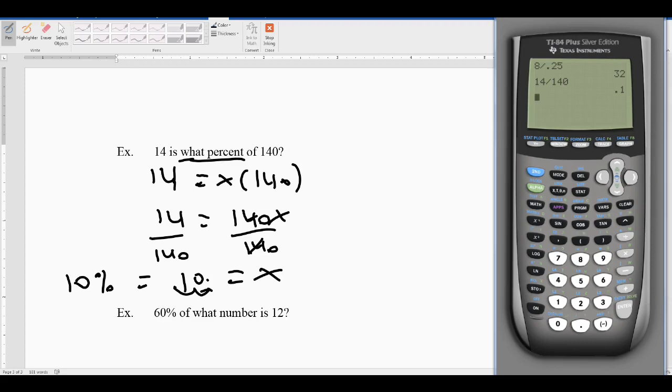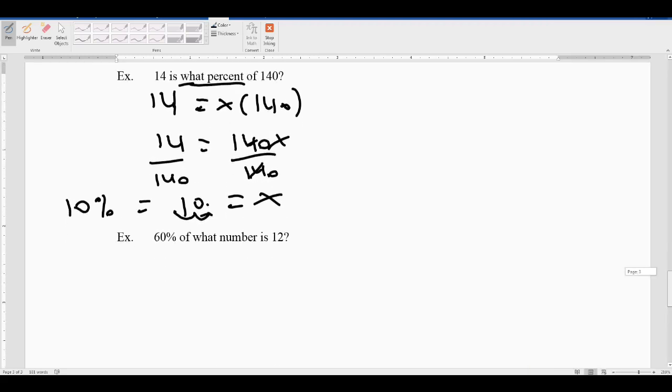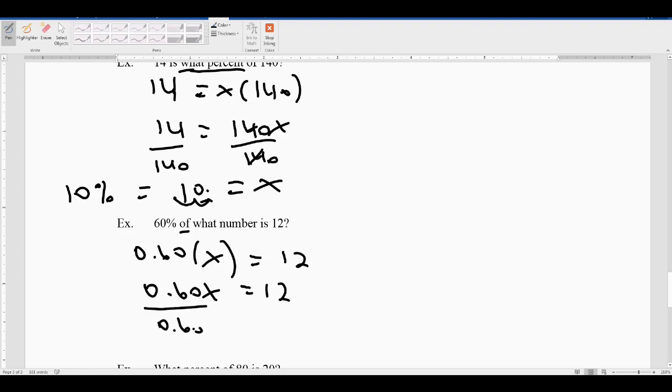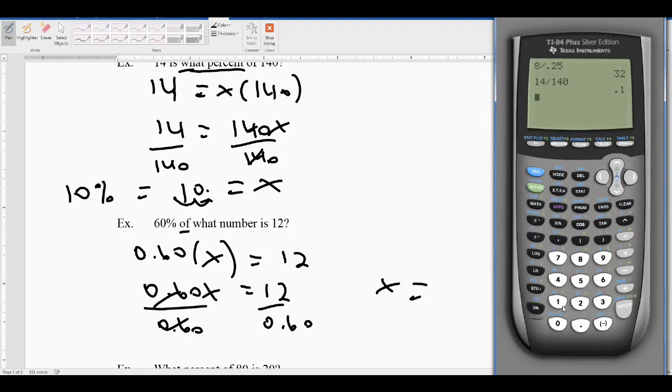Now this last example, or no, we got two more, it looks like. 60% of what number is 12? Start with 60%, change it to a decimal, which is 0.60. Of means times. What's the number? You don't know. Call it x. Is means equals, and then 12. So you have 0.60x equals 12. Divide both sides by 0.60. And then take out your calculator if you need to. You're going to get 20 as the answer, but just so you can see that. There you go.